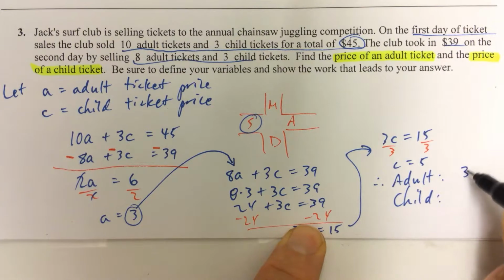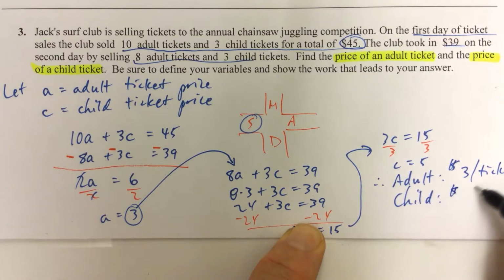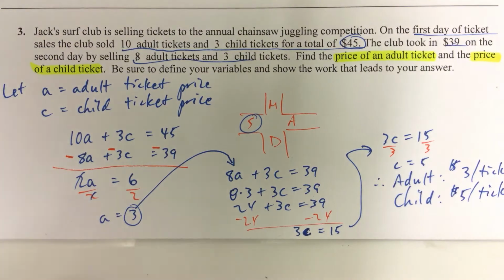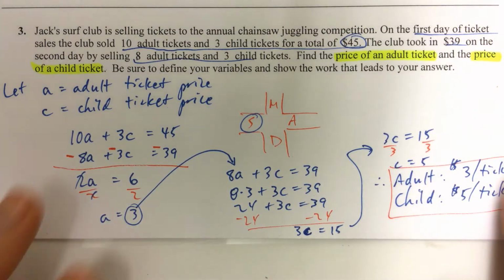So C equals 5. Therefore the adult ticket price is $3 per ticket, and the child has to pay $5 a ticket. Kind of a lame problem, because adults always have to pay more. And maybe these are senior adults. So there you go.